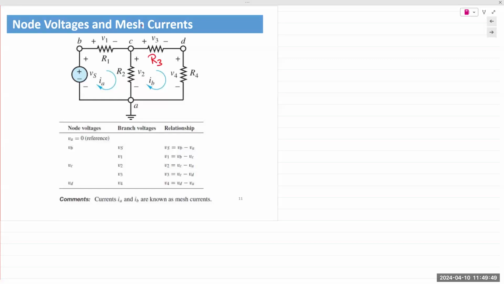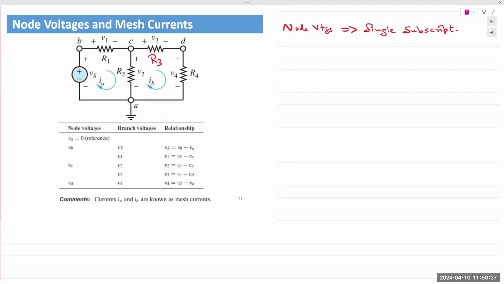In node voltage analysis, we use node voltages, and node voltages are indicated using a single subscript notation. So it would simply be VA, VB, VC, and VD. The reference node, or the reference point, is absent. We simply say VA, VB, VC, VD. The reference node is simply implied.